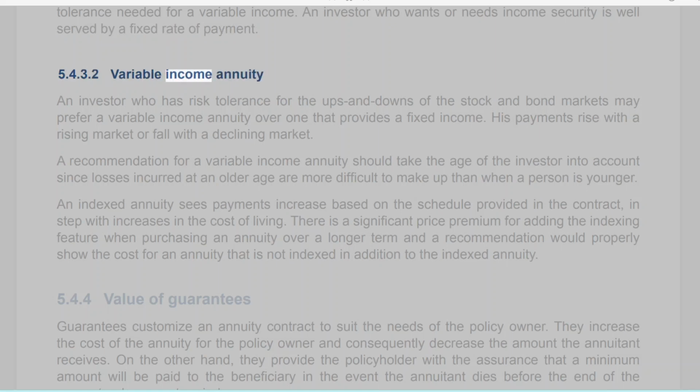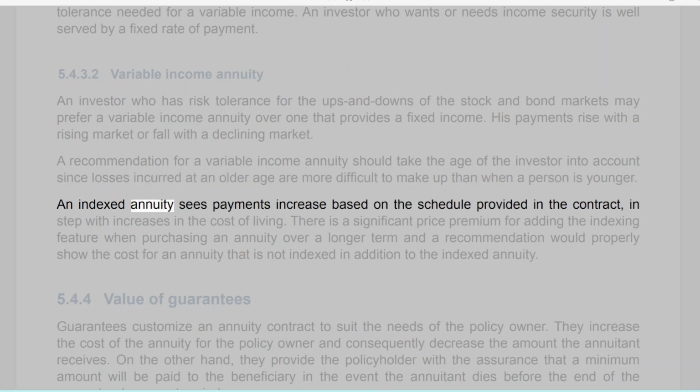5.4.3.2 Variable income annuity. An investor who has risk tolerance for the ups and downs of the stock and bond markets may prefer a variable income annuity over one that provides a fixed income. His payments rise with a rising market or fall with a declining market. A recommendation for a variable income annuity should take the age of the investor into account since losses incurred at an older age are more difficult to make up than when a person is younger.